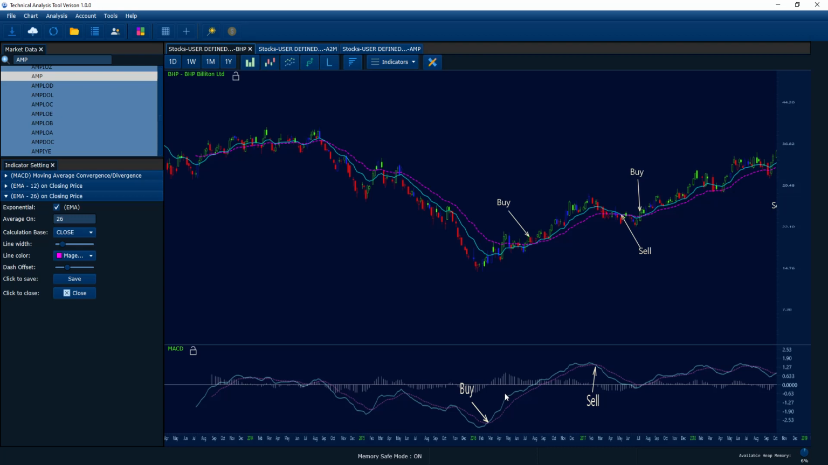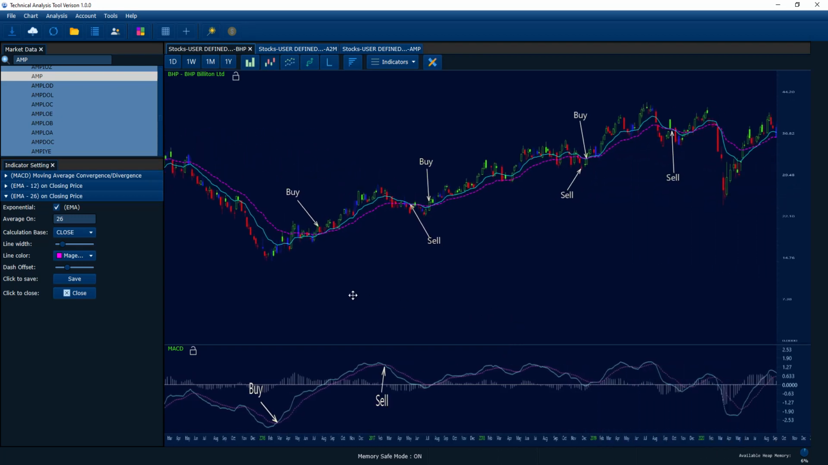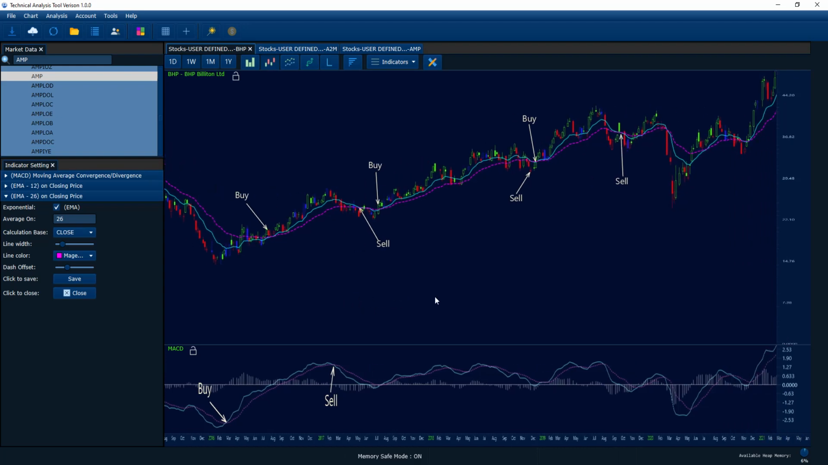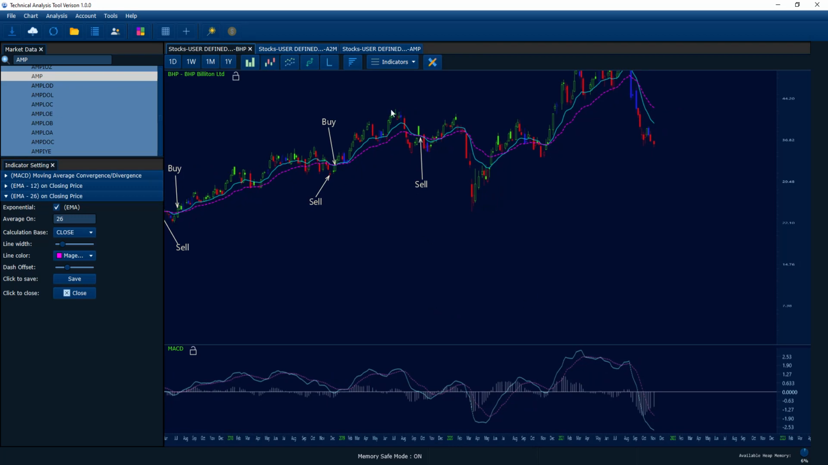So that's the histogram. By looking at the histogram, you can tell whether the momentum behind the price movement is strong or not. All right, this is one type of momentum. Another thing is you only read the MACD value.